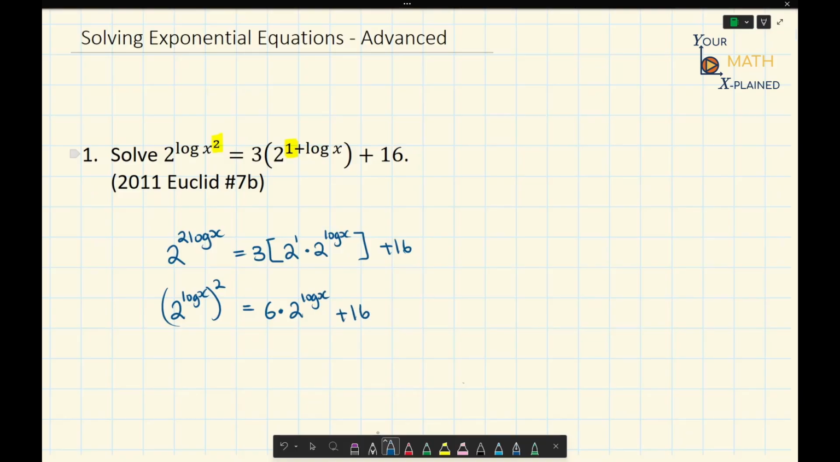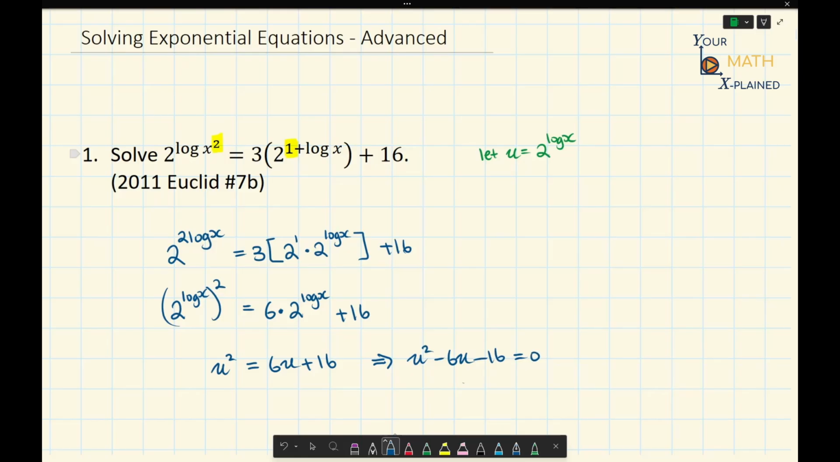And now we're going to go ahead and do a substitution. So we're going to let u be equal to 2 to the power of log x. So that means we're going to rewrite our equation in terms of u. And this is going to be equal to u squared is equal to 6 times u plus 16. And now this is just a quadratic equation that we have to solve. So let's move everything to one side. We get u squared minus 6u minus 16 is equal to 0.